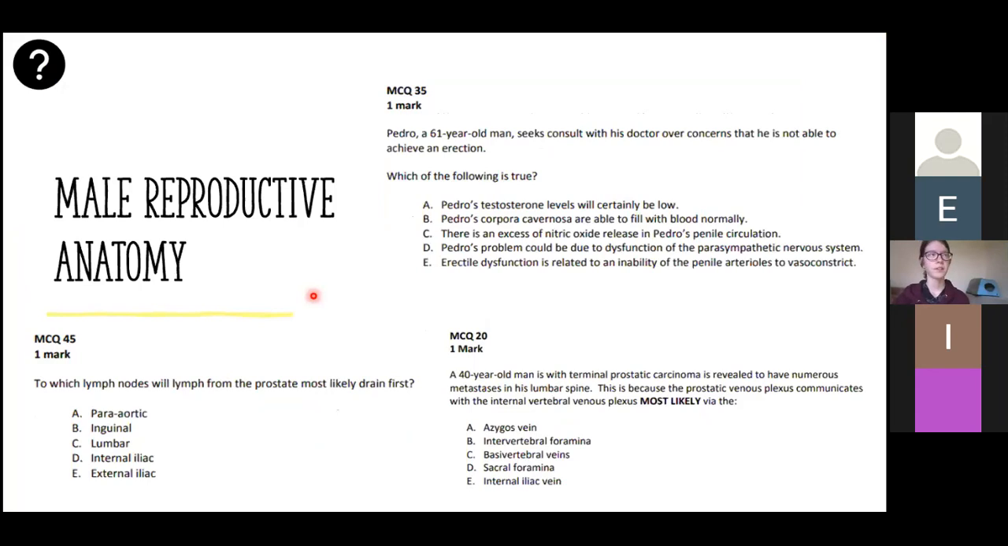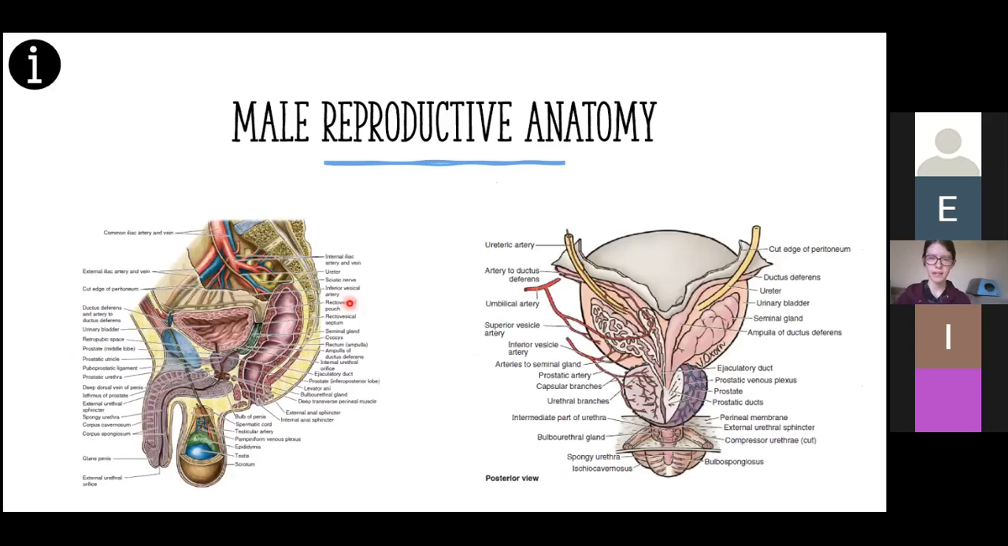All right, hopefully you've gotten to at least read some of those questions. Have a bit of an idea. All right. Here's just a few, the general male reproductive anatomy. You can look over that yourself.